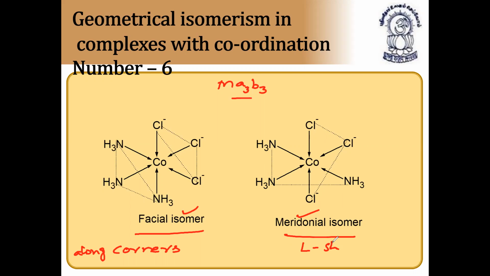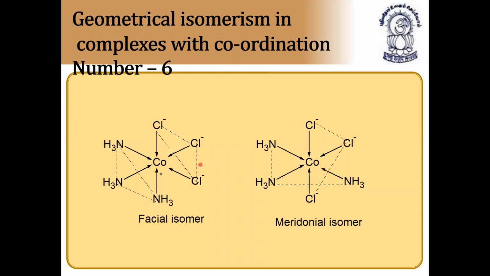The similar atoms are present in an L shape. It is nothing but the meridional isomer. L shape means like a rectangular corner. A rectangular corner you can also say is nothing but an L shape. So these are nothing but meridional. So this is of the type geometrical isomerism. This type of molecule will exhibit geometrical isomerism. Very, very important. Please note it down.